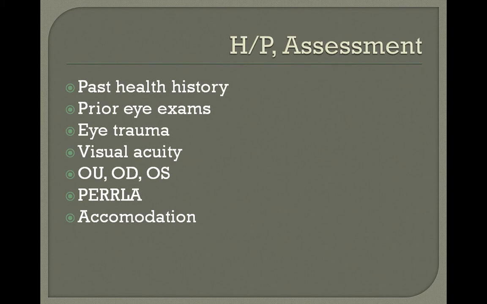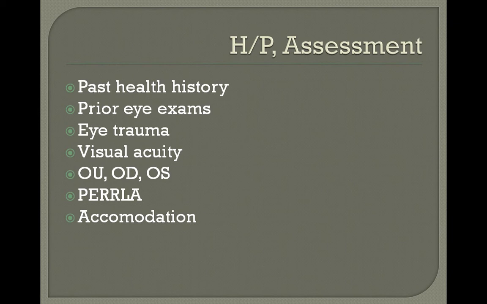When we look at the abbreviations OU, OD, and OS, OU refers to both eyes, OD is the right eye, and OS is the left eye. PERLA, we should all know that. That's pupils are equal, round, reactive to light, and accommodation. And then we have accommodation. We have that by itself.